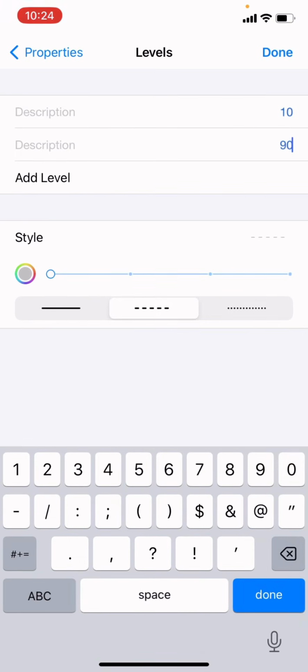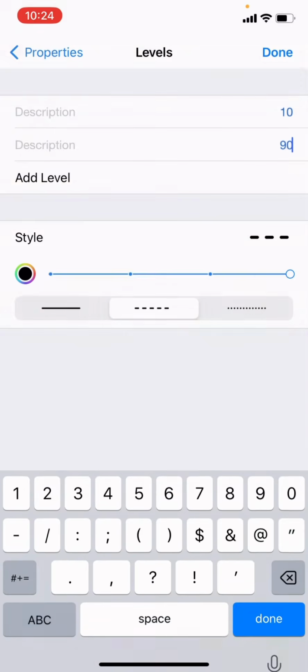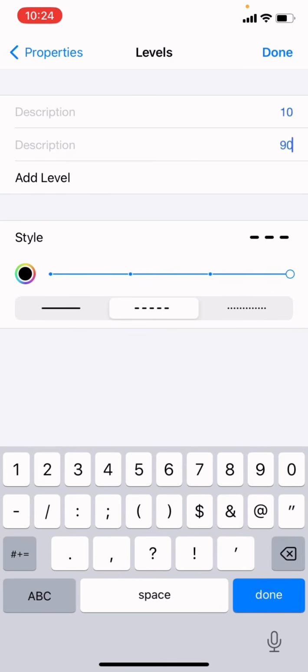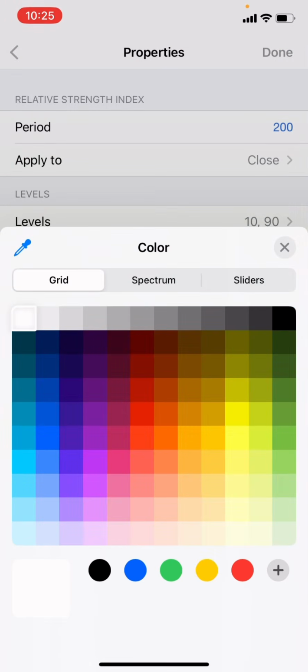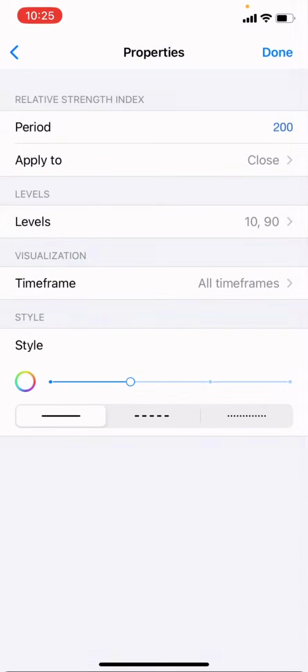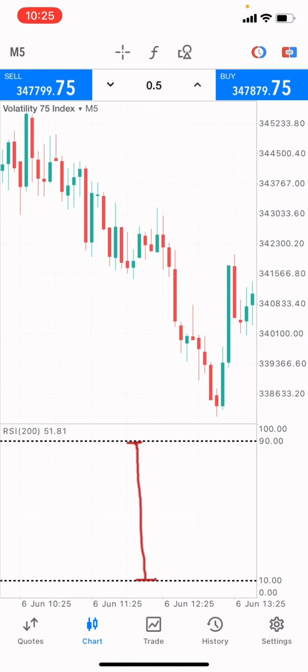You set the style to 4 pixel, and the color you set to black. Click on done. Then the style you set to 2 pixel, and the color of your screen you choose white. Then you click on done. Now as you can see, we're done with the relative strength index.